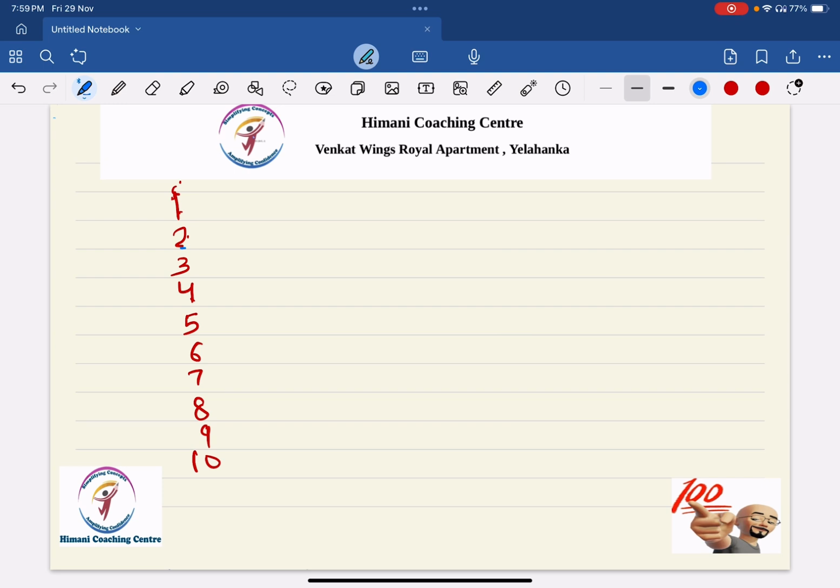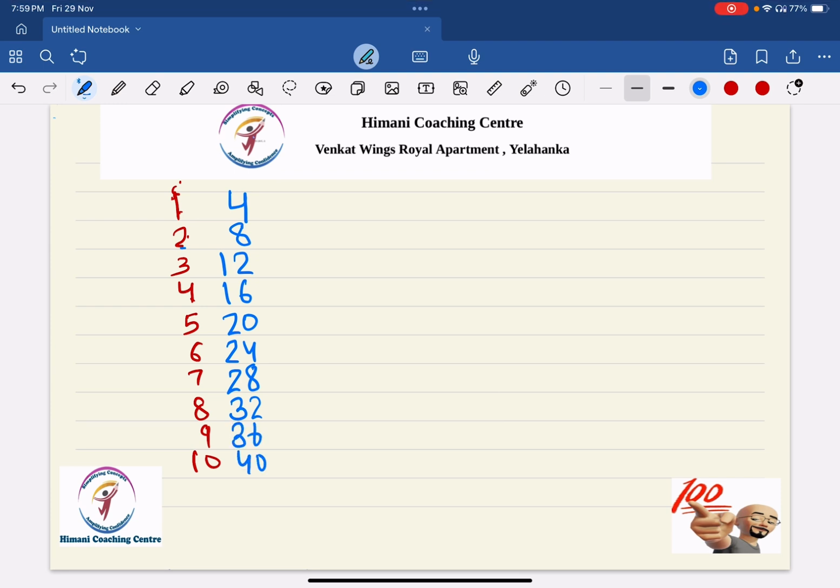So kids, I hope you have written it. So now let us write the table of 4. So 4 ones are 4, 2s are 8, 3s are 12, 4s are 16, 5s are 20, 6s are 24, 7s are 28, 8s are 32, 9s are 36, and 40.